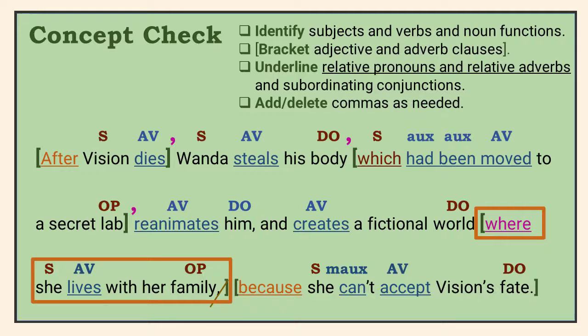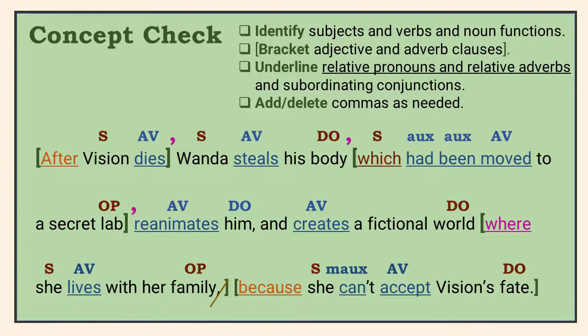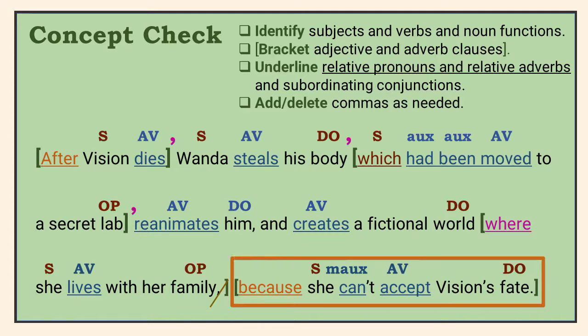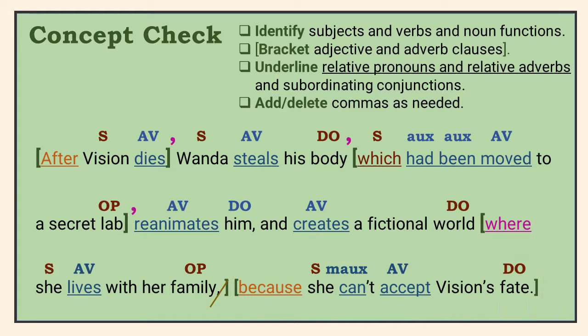Following this independent clause, we have an adjective clause, starting with the relative adverb where. This clause restricts the group of possible fictional worlds to a specific one, so no commas. Lastly, the sentence ends with an adverb clause that begins with the subordinating conjunction because and modifies create in the independent clause, telling why. When adverb clauses follow the independent clauses they modify, no comma.